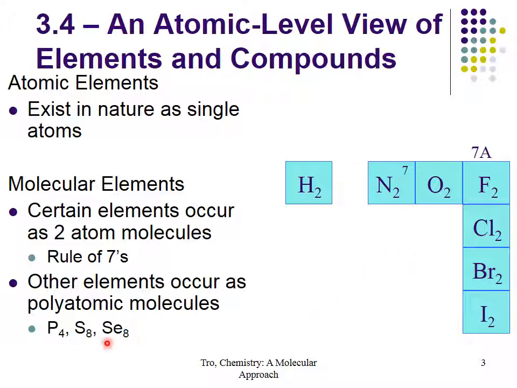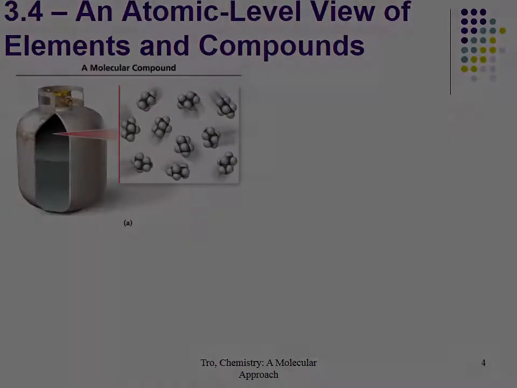Now down here there's ones that are listed that exist as polyatomic, so poly means many. Phosphorus is generally P4, sulfur is S8, selenium is Se8. You do not need to memorize these ones. You do need to know these ones. They will come up in multiple chapters.